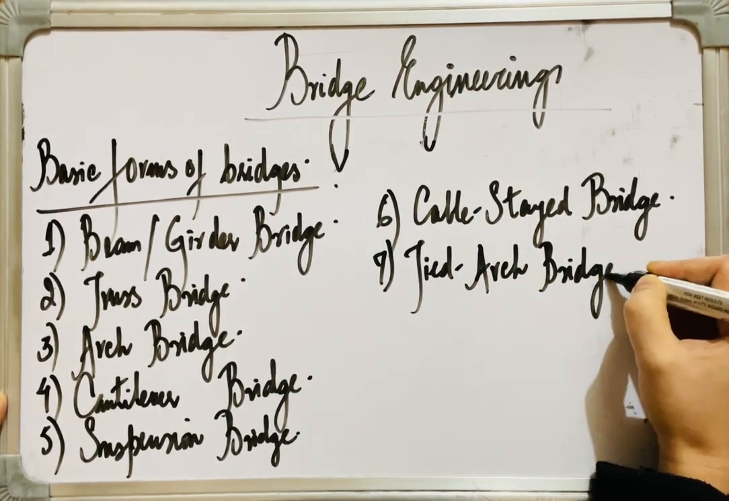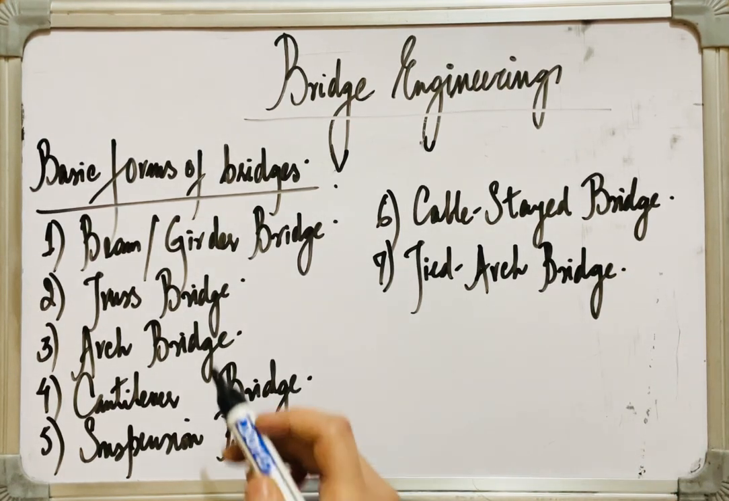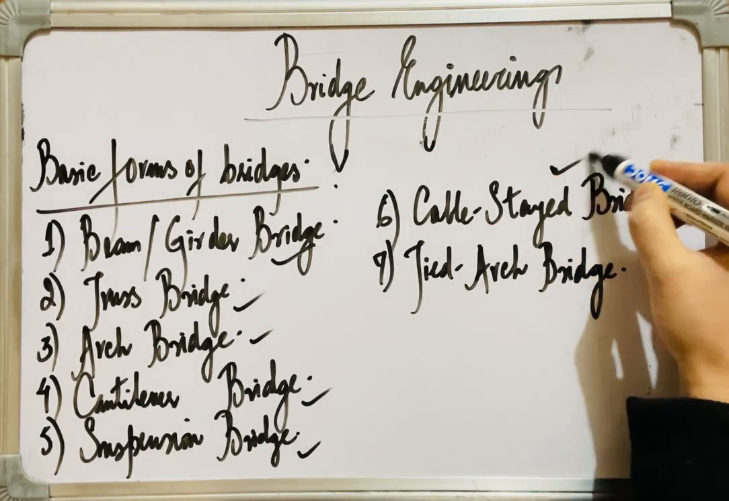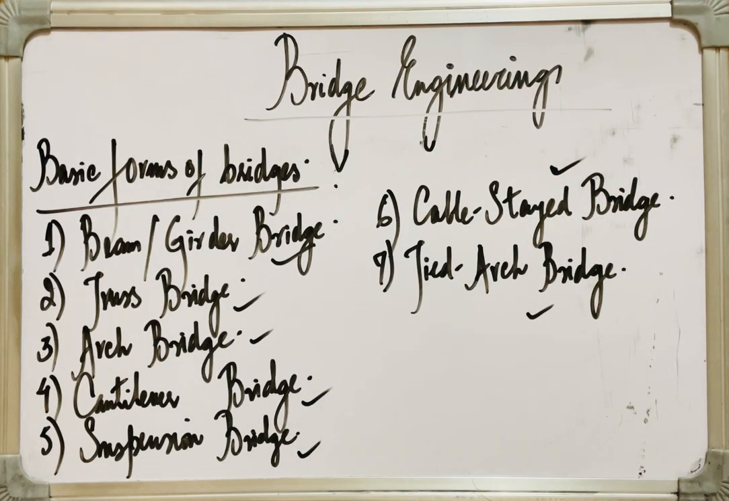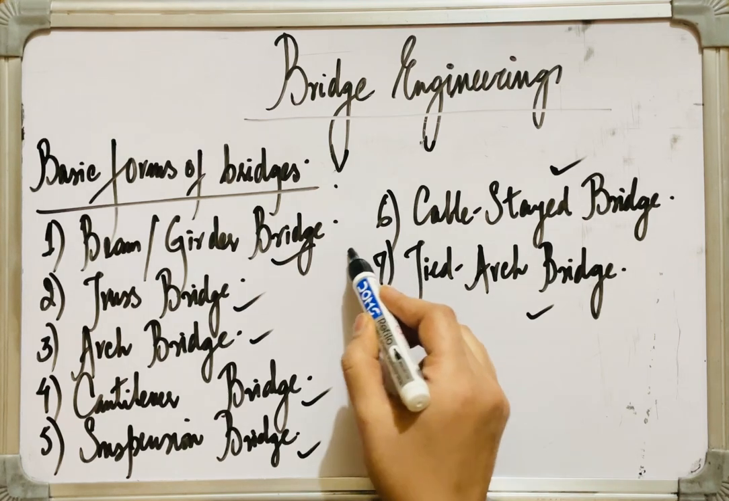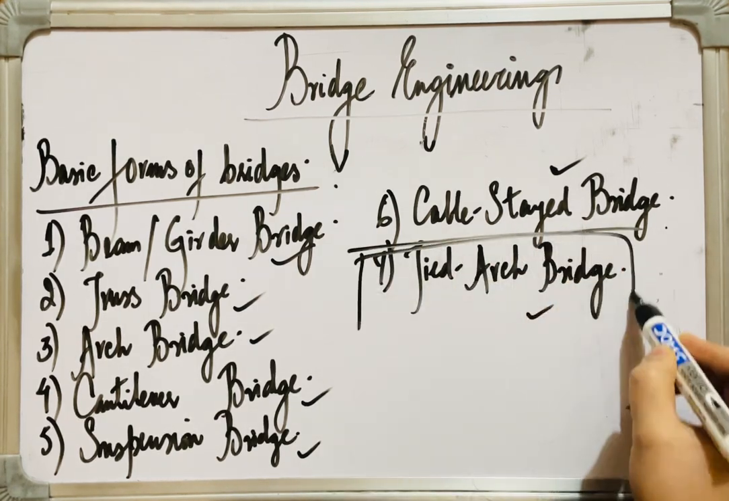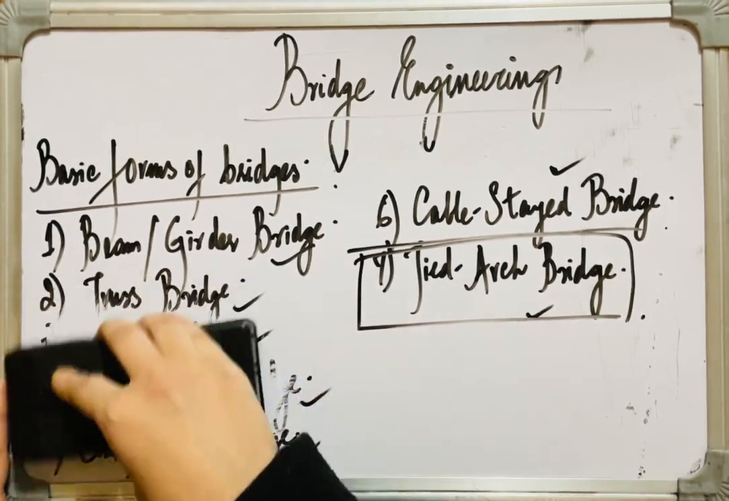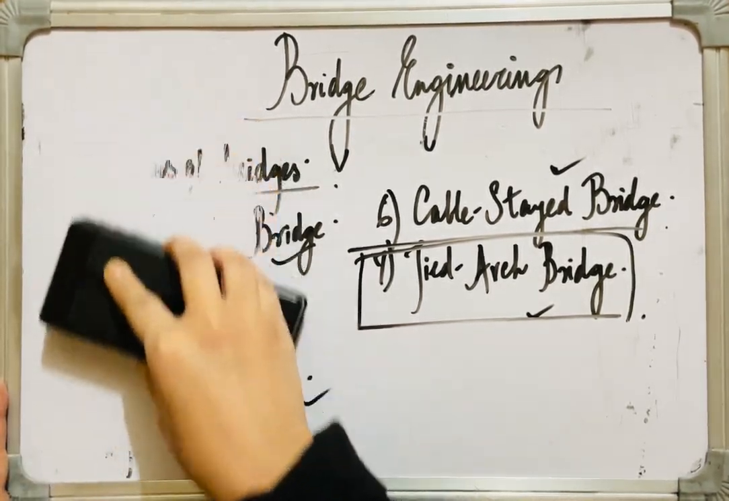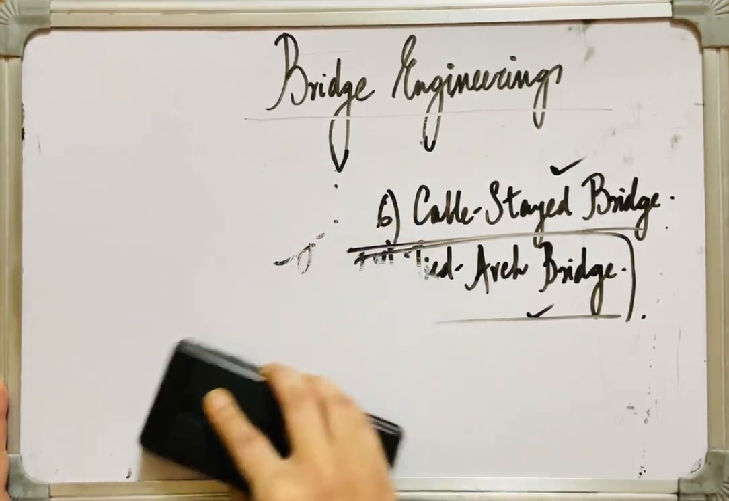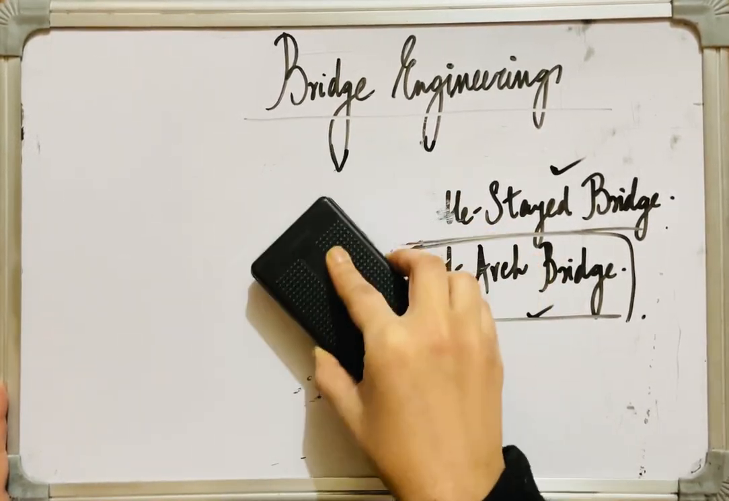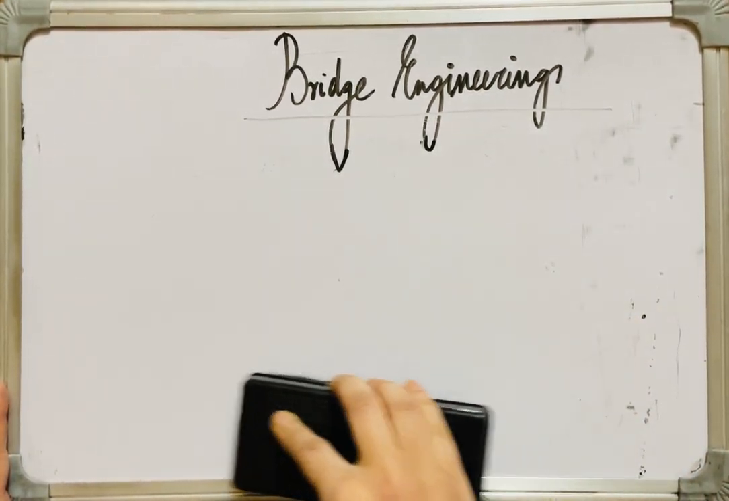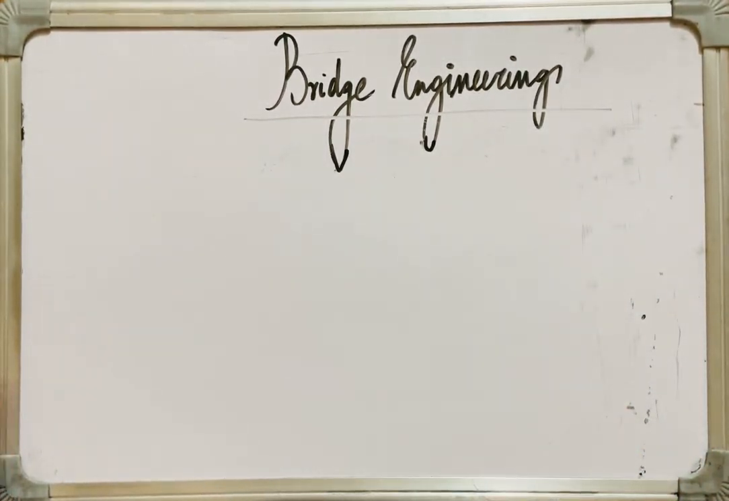All right, so there are 7 basic forms of bridges: beam bridge or a girder bridge, truss bridge, arch bridge, cantilever bridge, suspension bridge, cable stayed bridge, and a tied arch bridge. We have discussed all these. Now the one that's remaining is a tied arch bridge, which we're going to study today in this video lecture. Tied arch bridge, which is also known as a bowstring bridge.